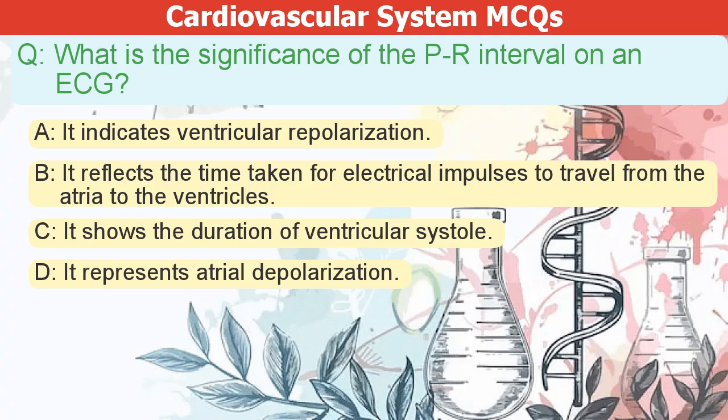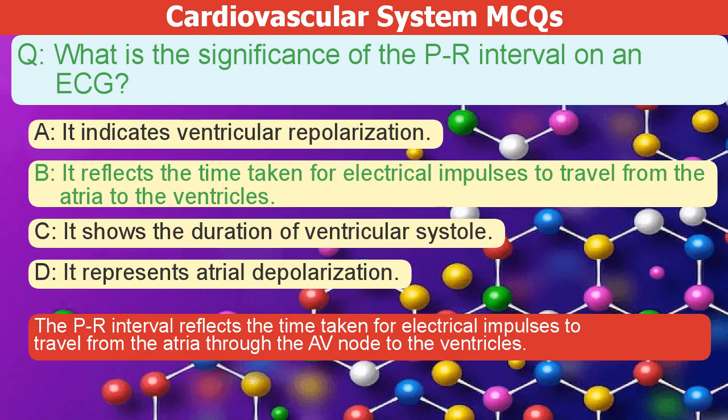What is the significance of the PR interval on an ECG? A. It indicates ventricular repolarization. B. It reflects the time taken for electrical impulses to travel from the atria to the ventricles. C. It shows the duration of ventricular systole. D. It represents atrial depolarization. The correct answer is B. The PR interval reflects the time taken for electrical impulses to travel from the atria through the AV node to the ventricles.